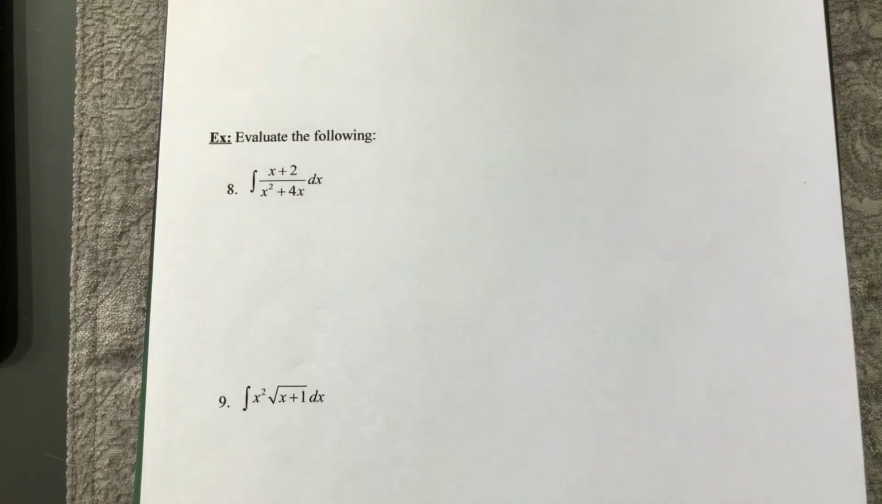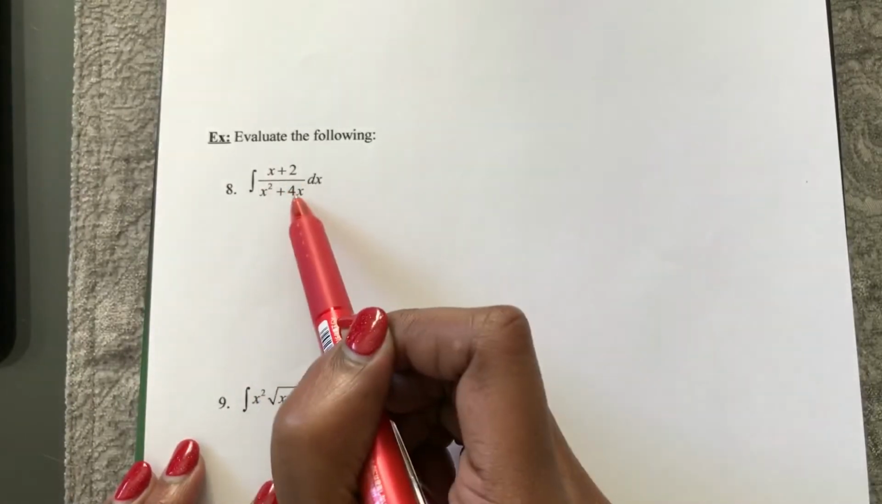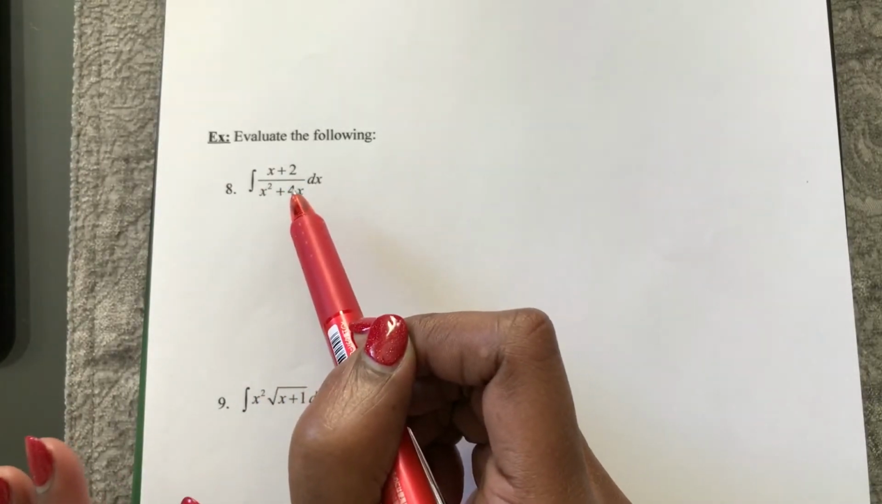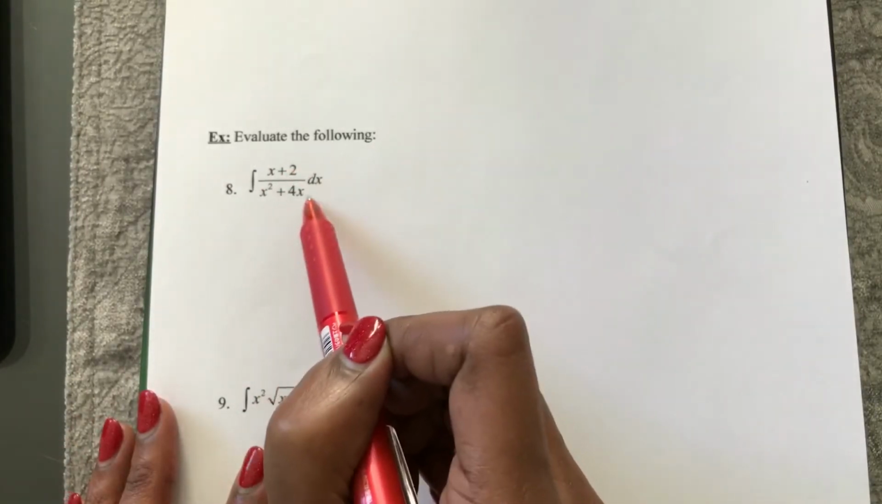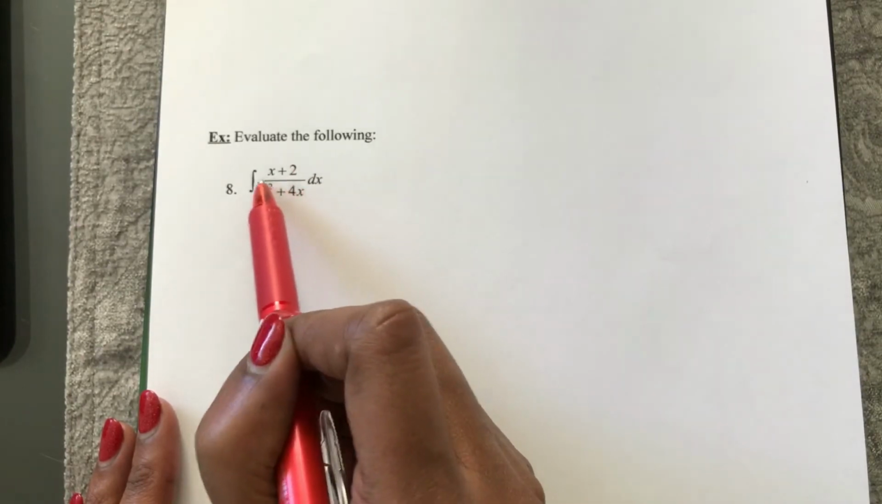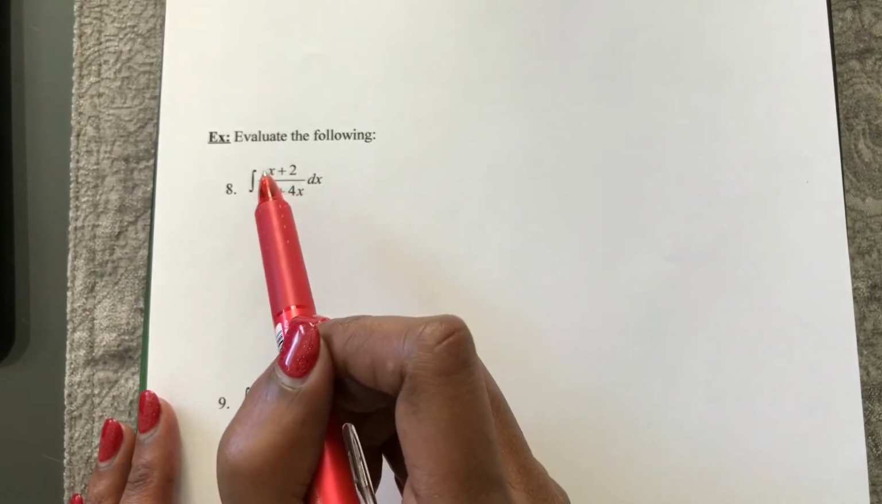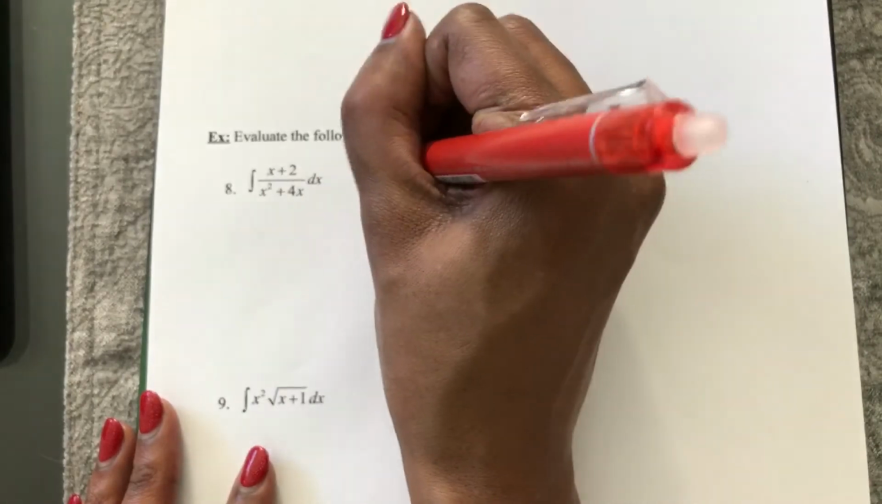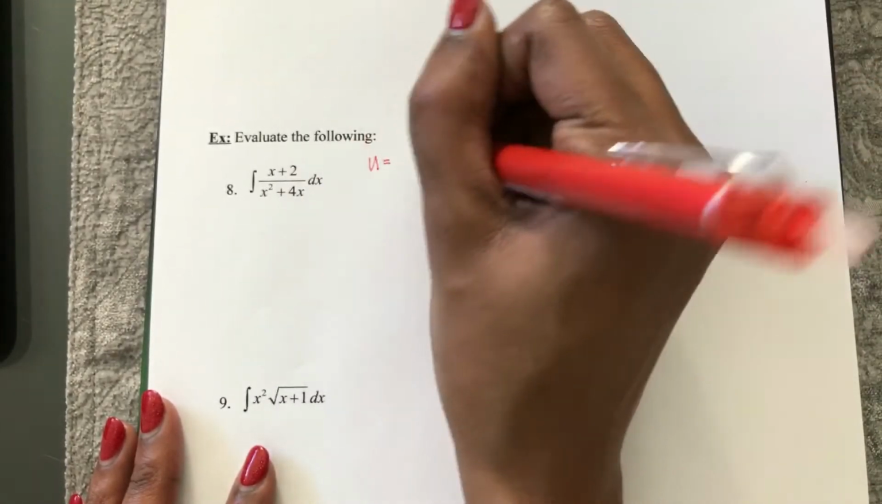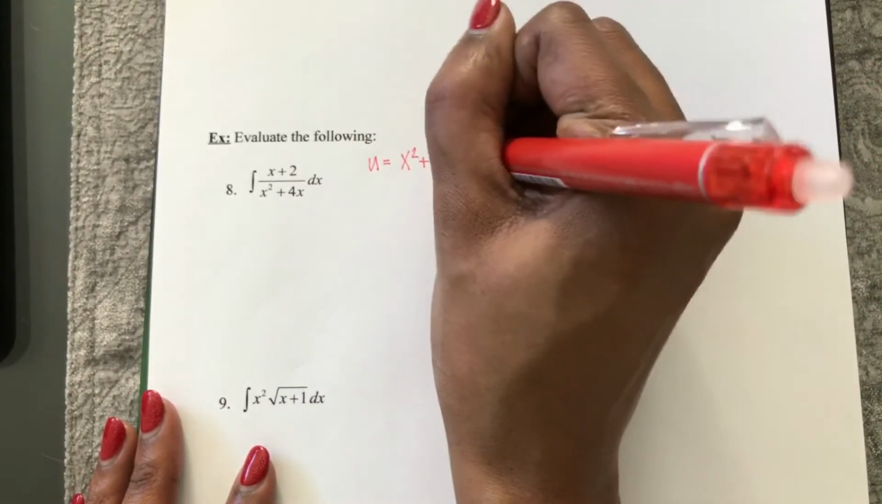All right, let's continue on with number 8. We're asked to evaluate the following indefinite integral. And what I see is there is a fraction on the denominator. Normally, if you have a numerator and denominator, usually your u is going to be your denominator. Let's see what happens if I do that. u can equal x squared plus 4x.